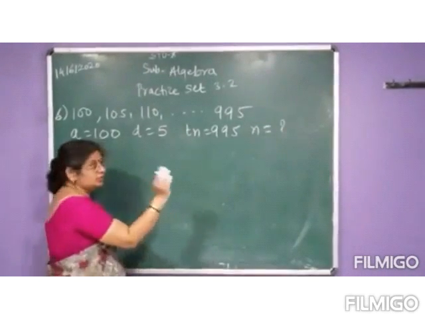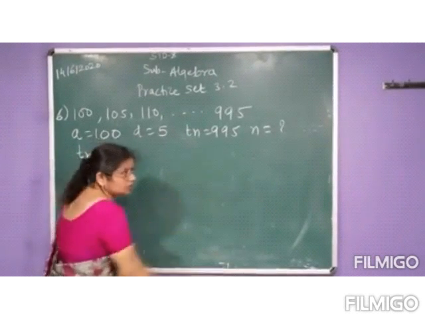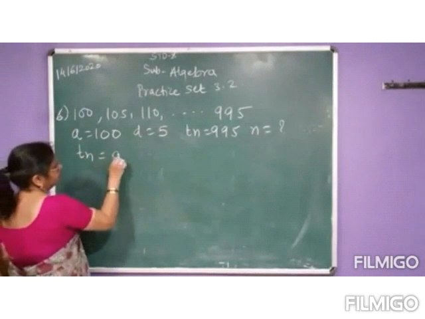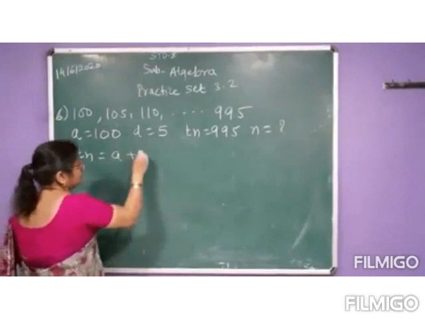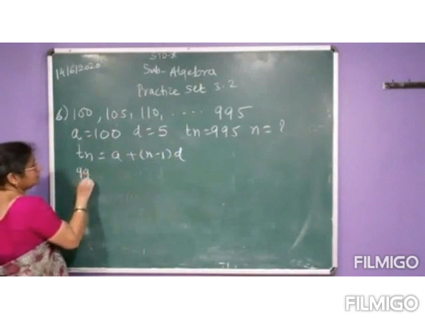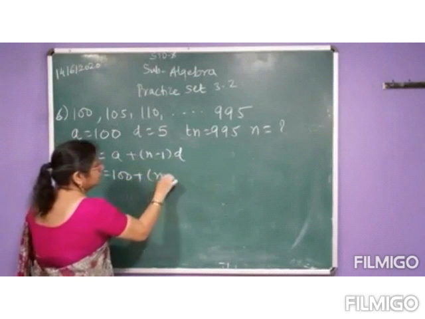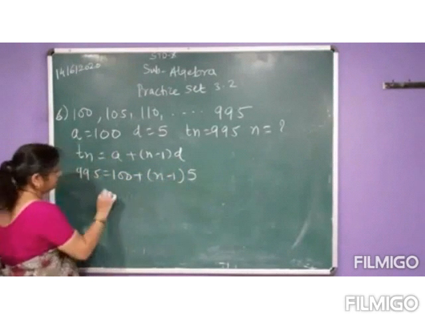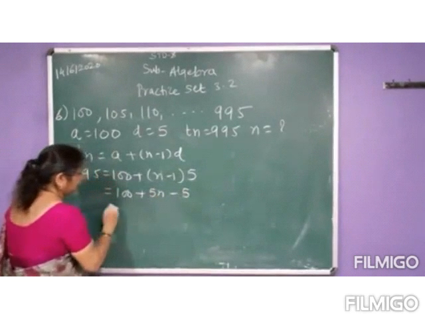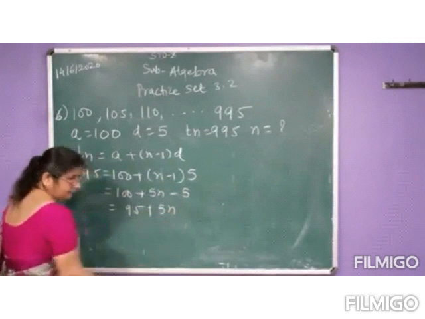So you understood the question. Now see, once you write what is given in the question, then it is very easy. Directly you have to substitute. Tn is equal to A plus n minus 1 into D. Tn is 995. What is A? 100. N you have to find out. What is D? 5. So 100 plus 5n minus 5, so 95 plus 5n.